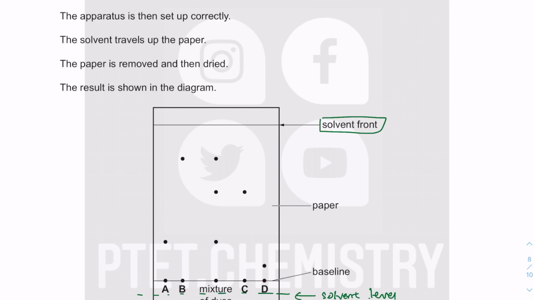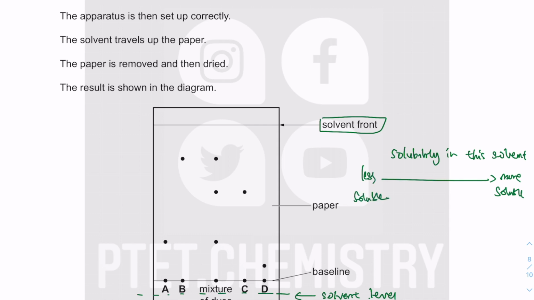If I think in terms of solubility in this solvent, if going that way is more soluble and going this way is less soluble, you will have to think about which one travels the furthest distance. In this case, B travels the furthest distance, so B must be the more soluble.